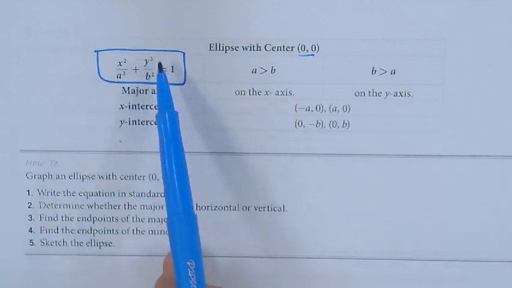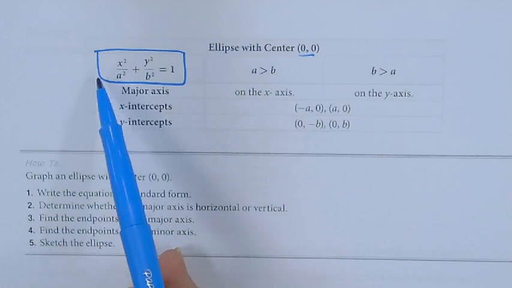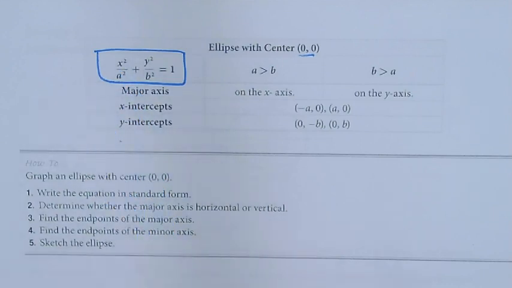So the B always gets grouped with the y squared, and the A always gets grouped with the x squared. So whichever one of those is larger is where your major axis is going to be.